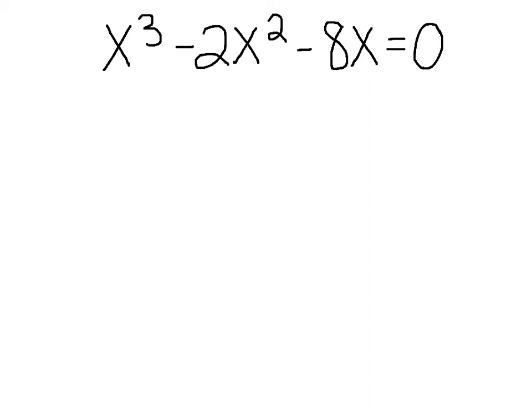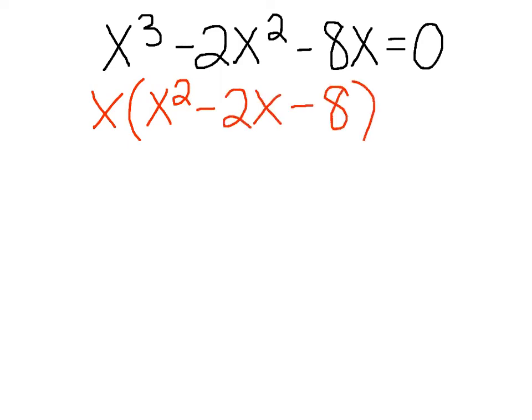Looking at this equation, we have x cubed minus 2x squared minus 8x equals 0. So step 1 was to set the equation equal to 0. Check, that's already done. Step 2 is to put it into standard form. 3, 2, 1, that's already done. Step 3 is to factor, and we always look for the GCF first, and we happen to have a GCF of x. That gives us x squared minus 2x minus 8 equals 0.